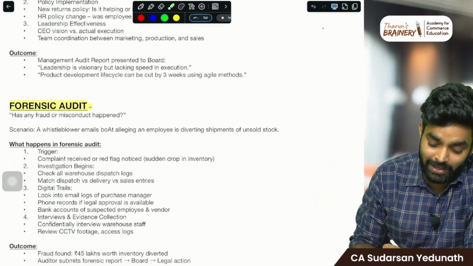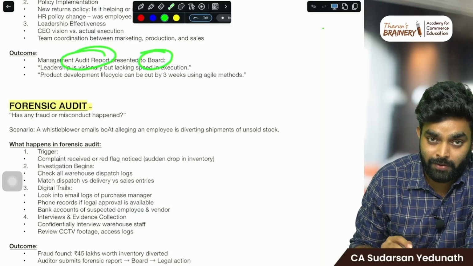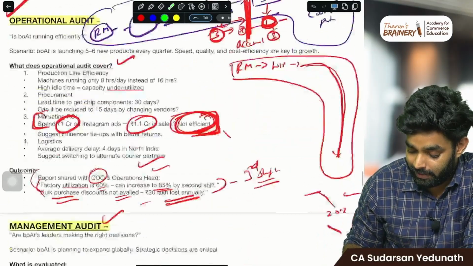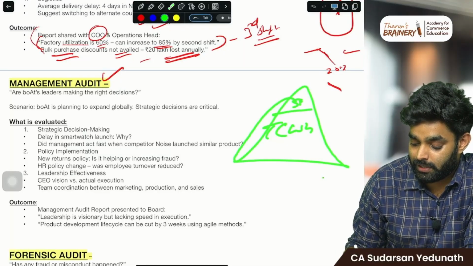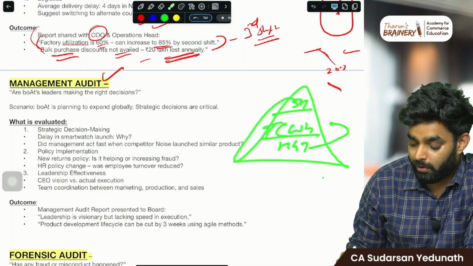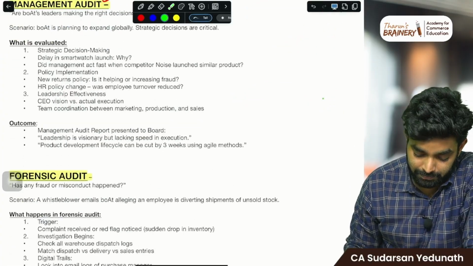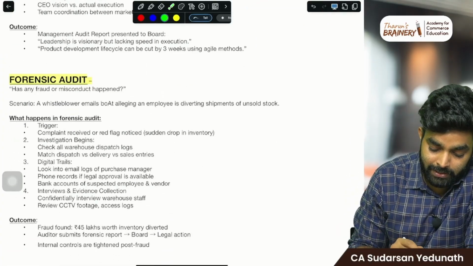Then the management audit report will be presented to the board of directors. The board comes under TCWG. I told you, in TCWG there are shareholders and management. The board of directors comes in TCWG. Then management, then all these things.